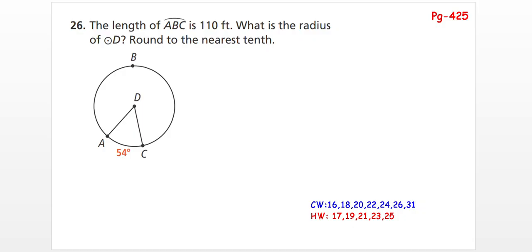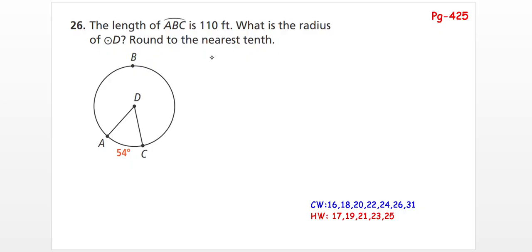Now here in this question, question number 26, they said the length of arc ABC is 110 feet. What is the radius of this circle? And round to the nearest tenth. Now look at this. This length is given, not this one, the smaller one, AC. ABC means this major arc. So the length of the major arc is given and they want us to find the radius. Remember, sometimes it's not a direct question.